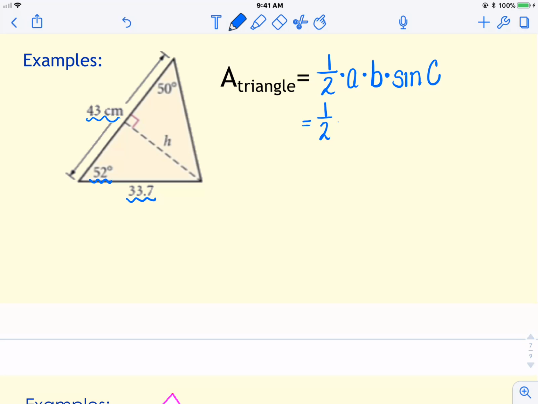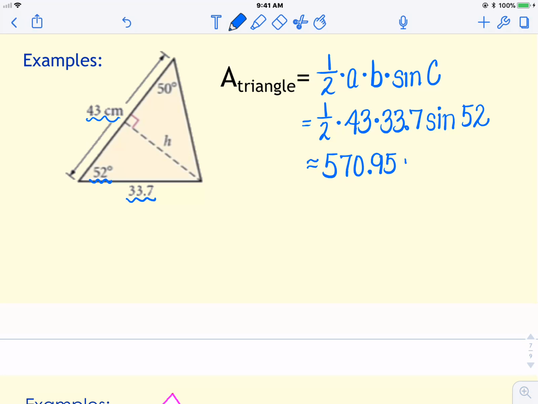So I will have 1/2. The order of your side lengths here does not matter in this product. And then sine, and it needs to be that angle in between. So I cannot do this from the 50-degree angle in this picture because I don't have the angle on the other side of it to make it an included angle. And when you calculate, your area should come to about 570.95 square centimeters.